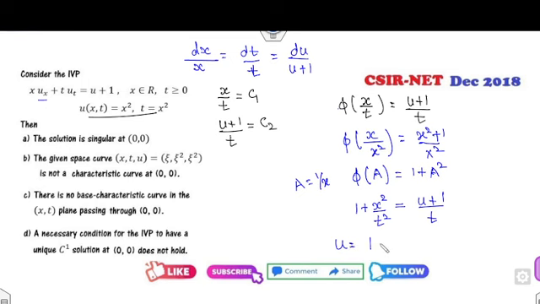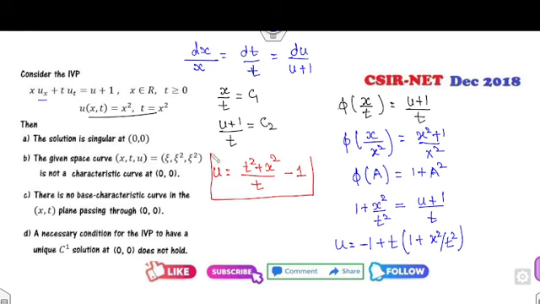u is minus 1 plus t times 1 plus x square over t square, or you can take the LCM. So u will be t square plus x square over t, minus 1. Fine. Now this is my solution.